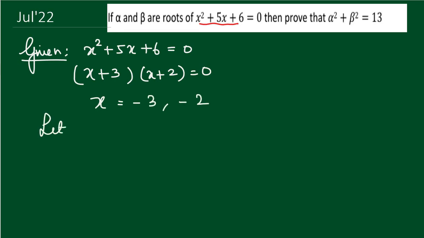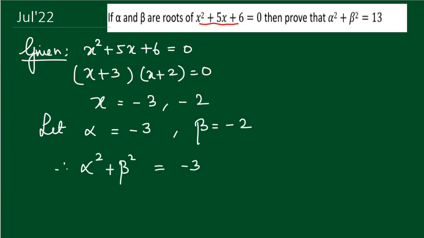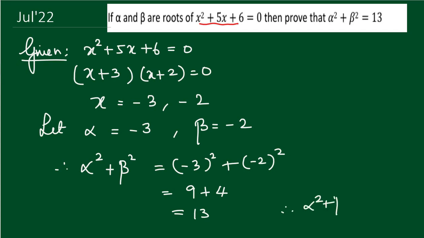Let alpha and beta be the roots of the given equation, where alpha is equal to minus 3 and beta is equal to minus 2. Therefore, alpha square plus beta square gives us minus 3 the whole square plus minus 2 the whole square, which is equal to 9 plus 4, which is equal to 13. Hence, proved that alpha square plus beta square is equal to 13.